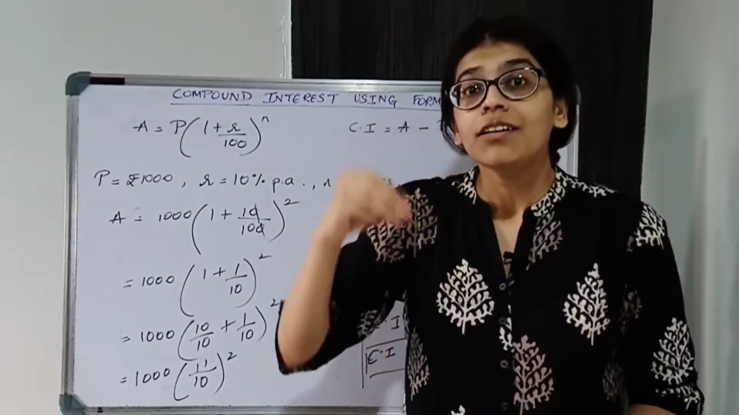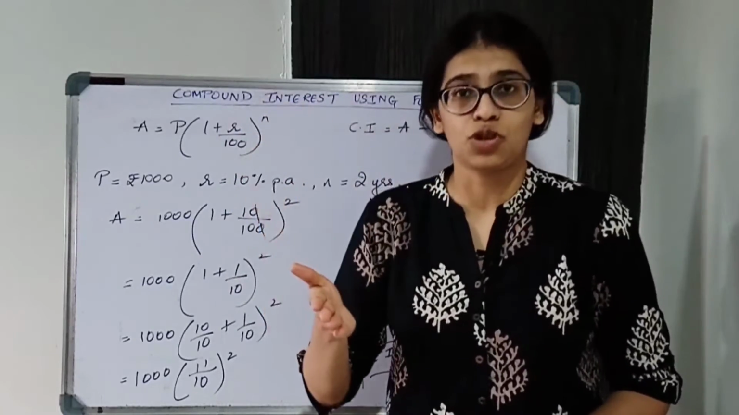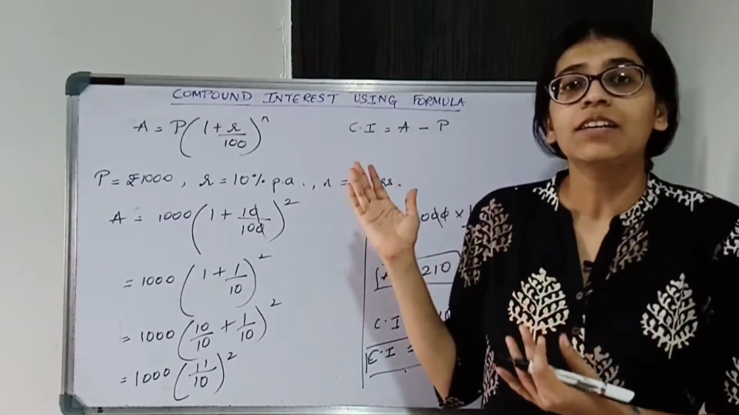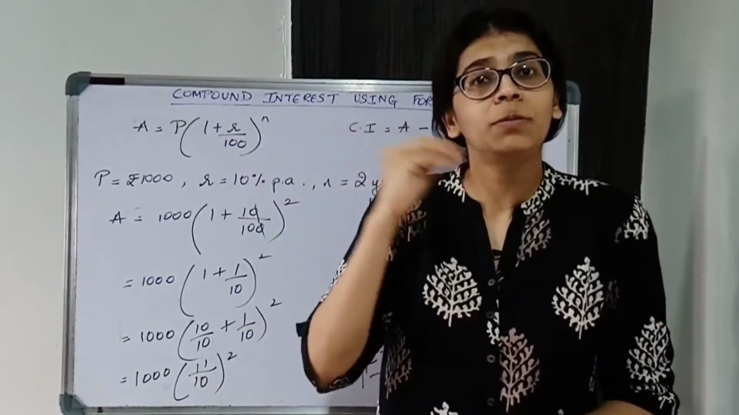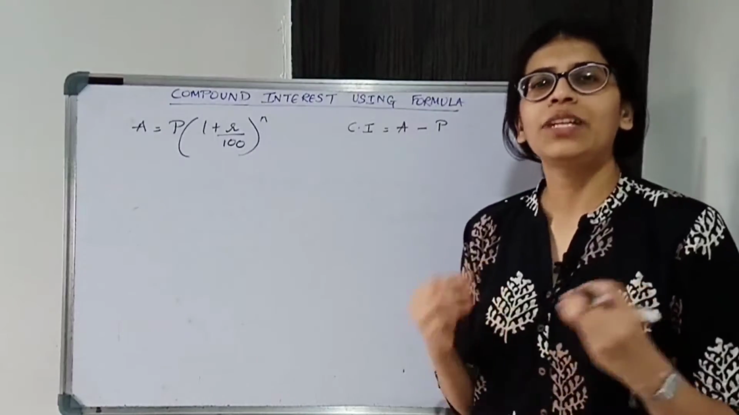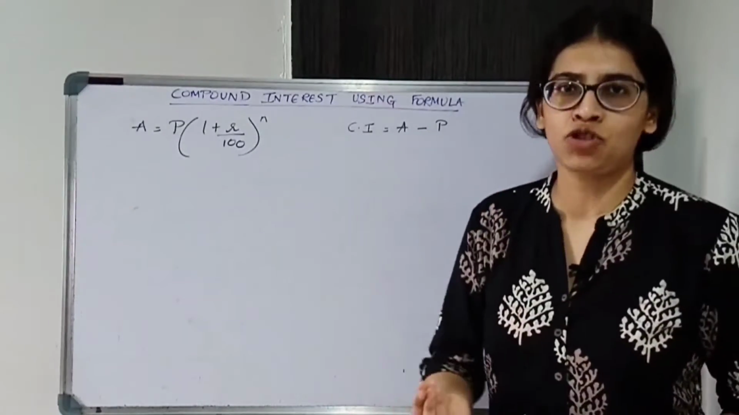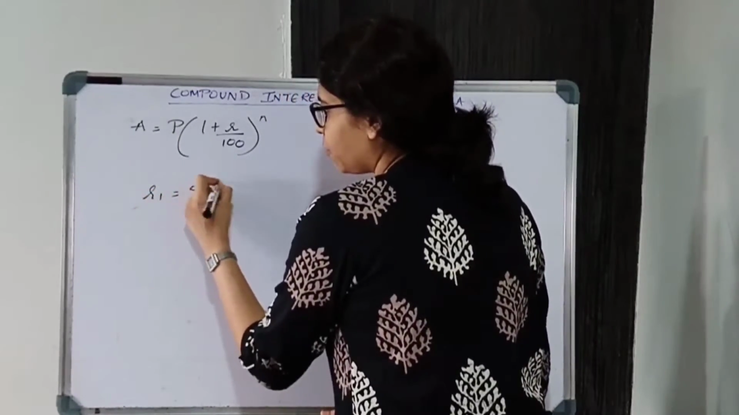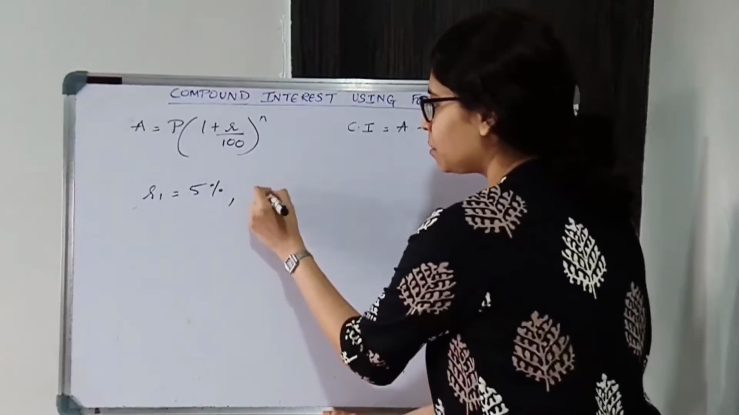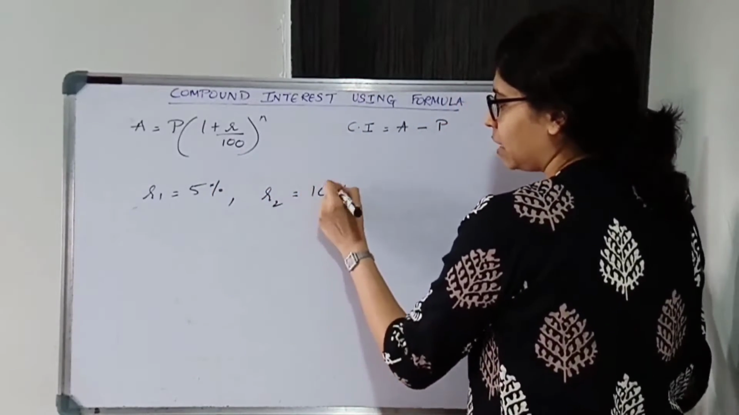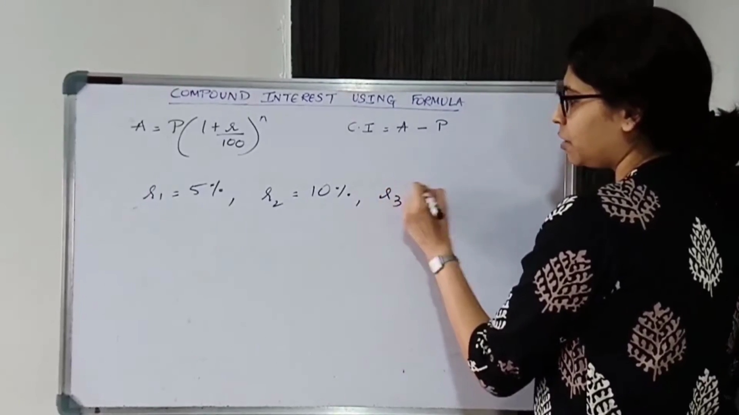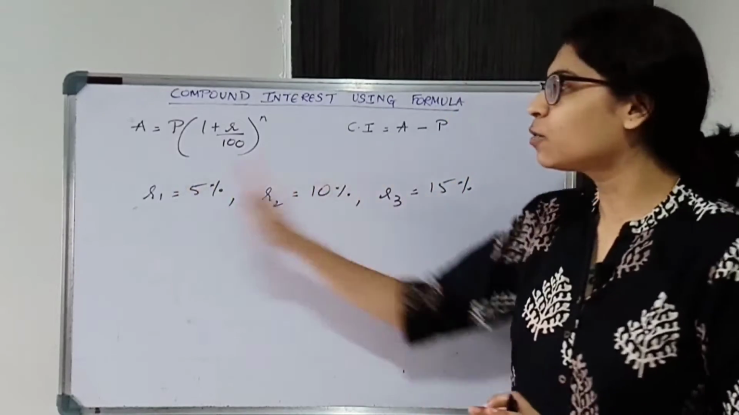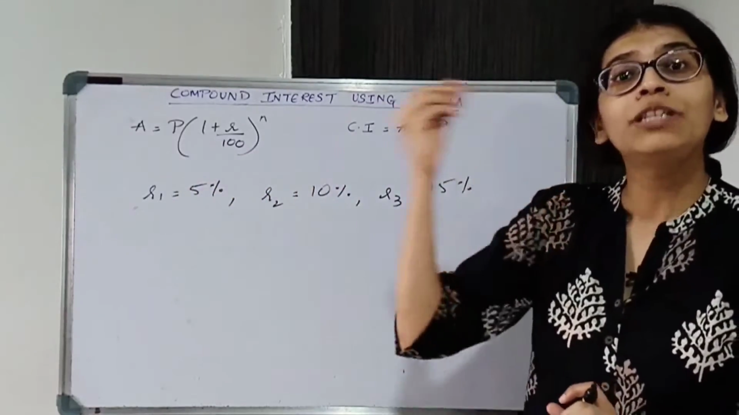Now what if the rate of interest is changing each year? Then the formula is modified a bit. Okay, so let us see if the rate of interest is different each year, what will be the formula for the amount. Now let's say that the rate of interest is different each year. Okay, so let's say first year में rate of interest is 5%, second year में rate of interest is 10%, third year में the rate of interest is 15% and so on. Okay, so जितने ईयर का दिया है उतने ईयर का इंटरेस्ट लिखो. Now what will be the formula?